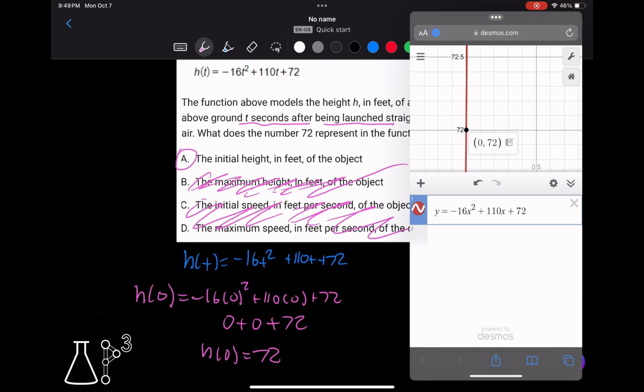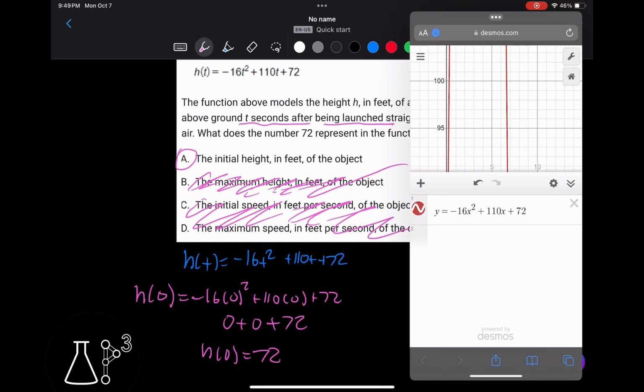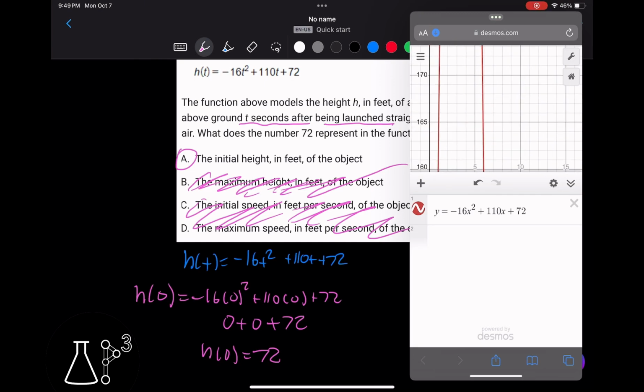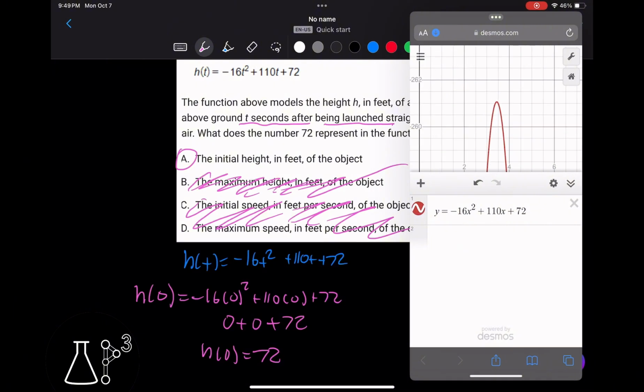The maximum height in this case would be when the parabola reaches the top. And as we can see, it keeps going on for a very long time. But if I zoom out, the maximum height is when y equals 261 and then the decimals following it. Therefore, B is incorrect. And C and D are incorrect because they're talking about speed, and speed is t, which equals x, and they're not talking about height, which is h or y.